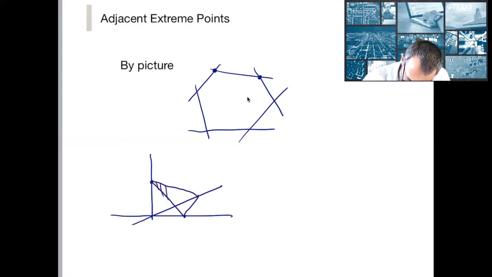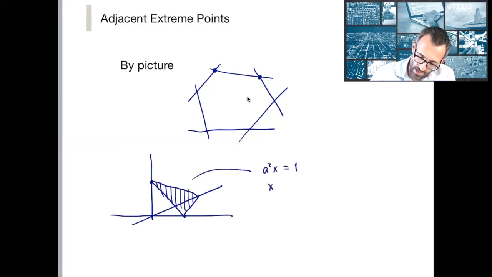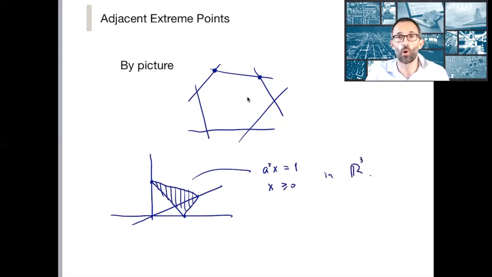And so this shape here is of the form A transpose x equals 1, x non-negative, in 3 dimensions. With either one of these, well, this is not so good because there are just 3 extreme points, so they're all adjacent. So let's go back to the first one. You see that these 2 points that I've circled are neighbors. They're adjacent, whereas this other point is non-adjacent. So easy enough to see from a picture.